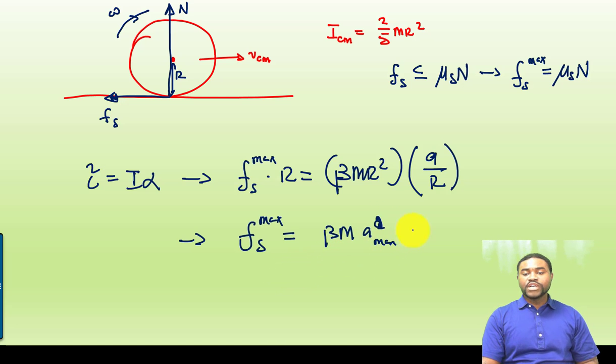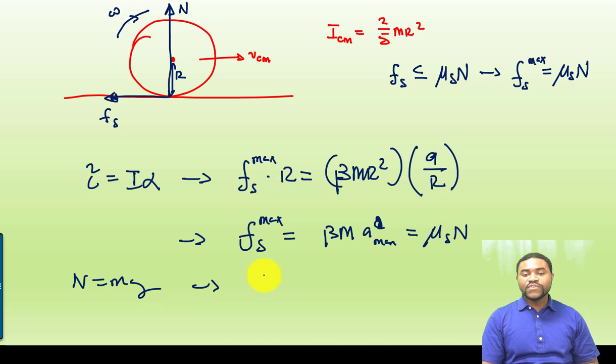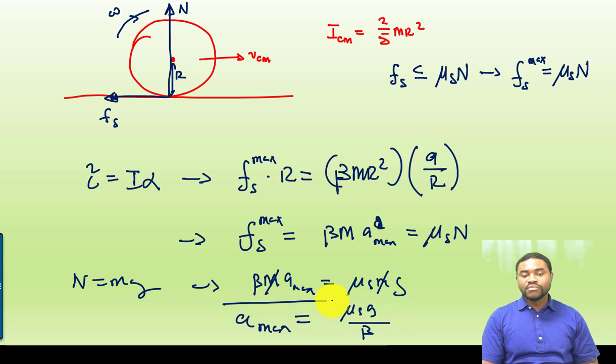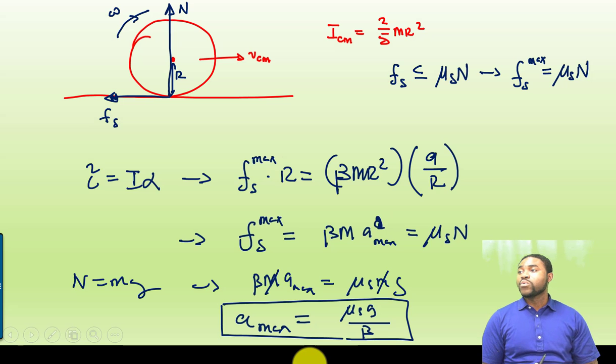But what is static friction? Static friction is equal to what? Mu s n. And we know that n is equal to mg, which therefore implies that beta m a max will be equal to mu s mg. The m's cancel, and the maximum acceleration the object can have is mu s g divided by what? Beta. This gives you the acceleration that the object will have.